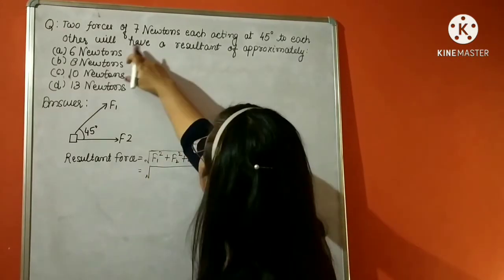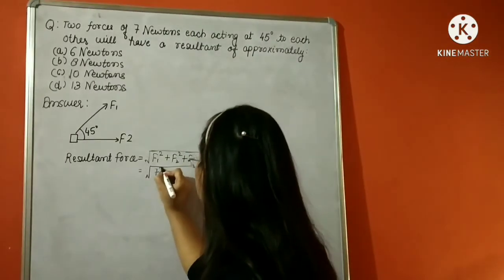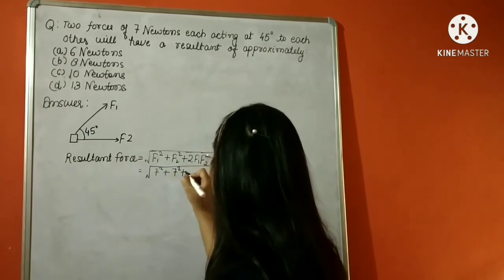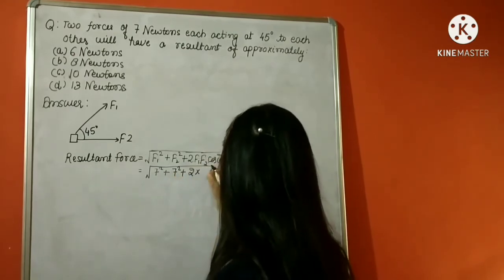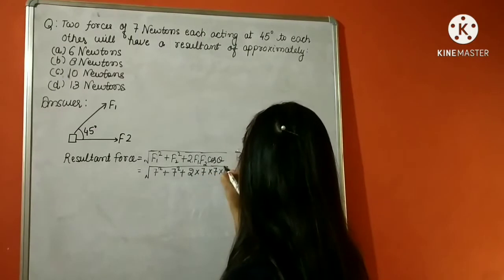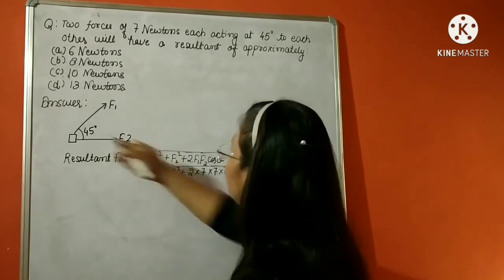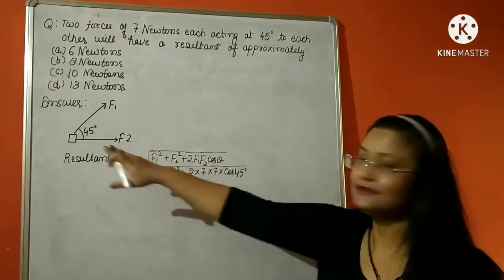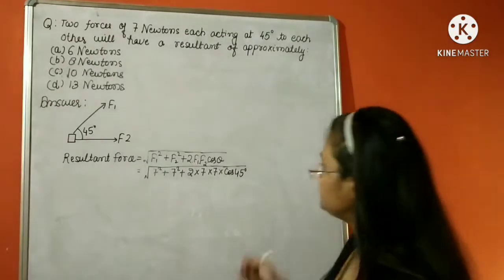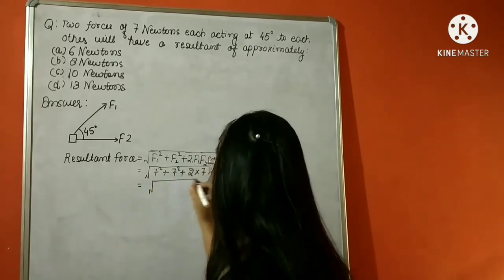Let us suppose both the forces are equal. So F1 is 7 squared and F2 is 7 squared as well, and 2 into 7 into 7 into cos of the angle between both of them. Theta is 45 degrees over here. Now we will simply solve it. It is a simple mathematical calculation.